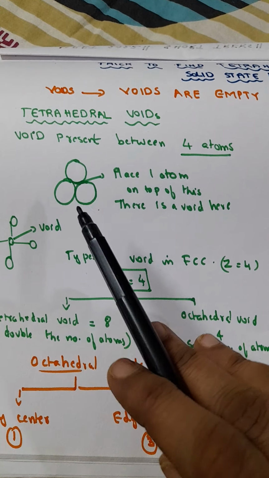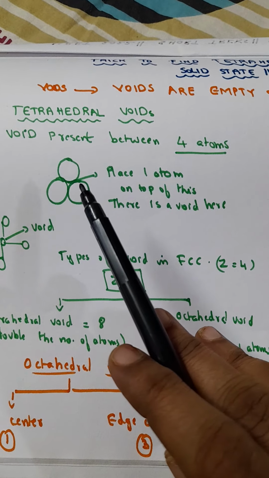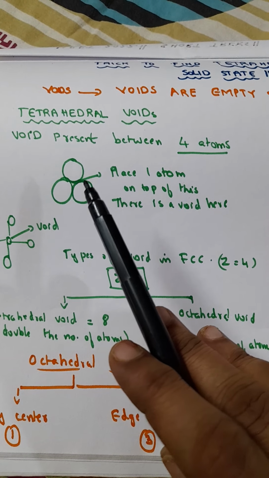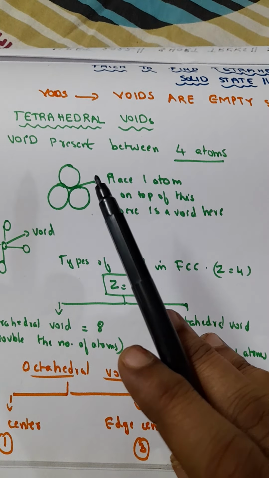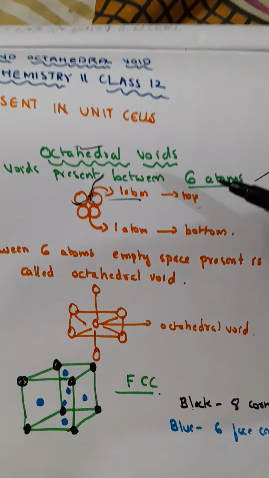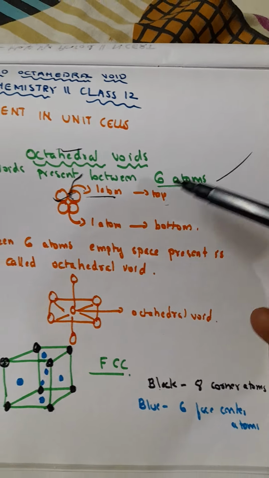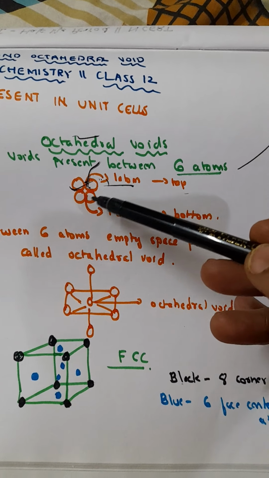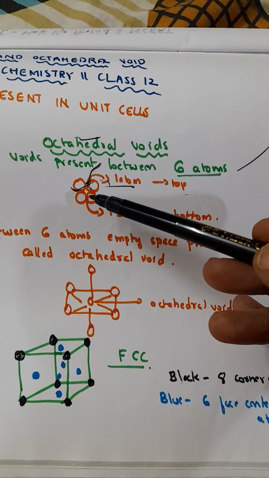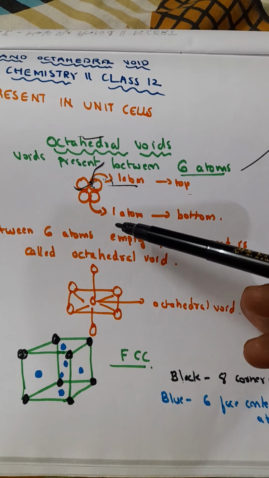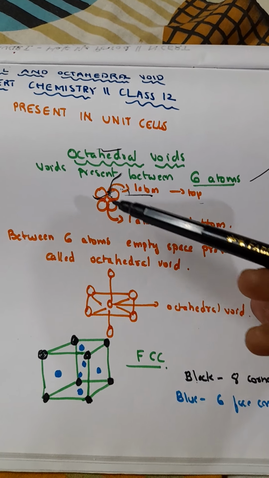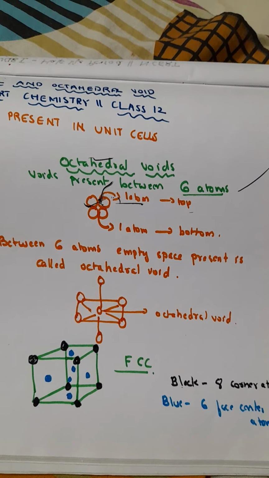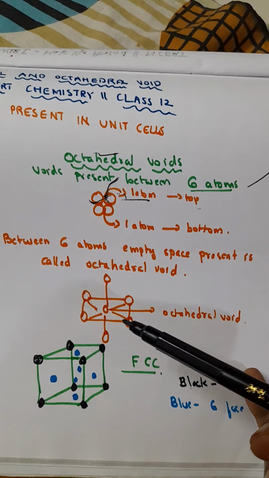3 atoms we keep like this, and 1 on top of the other, and the void which is found between these 4 atoms is known as tetrahedral void. And here we saw octahedral voids, that is voids present between 6 atoms. We keep 4 atoms close together like this, and 1 atom on top and 1 atom at the bottom, and between the 6 atoms we get an empty space which is known as octahedral void.